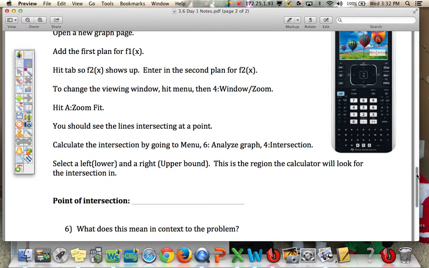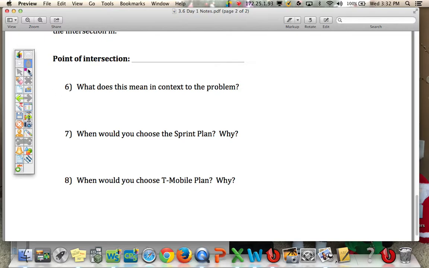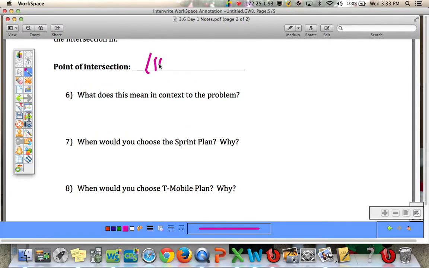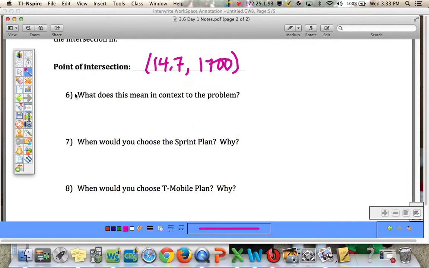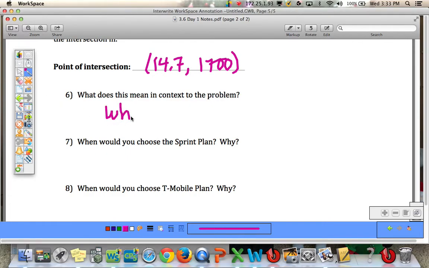Let's talk about what that means. So I'll rewrite it up here. 14.7, and it was 1700. So what does this mean in the context of the problem? Well, what it means is, here's phone plan A and phone plan B. It means it's where the phone plans cost the same. So when or where, when and where the phone plans are the same.